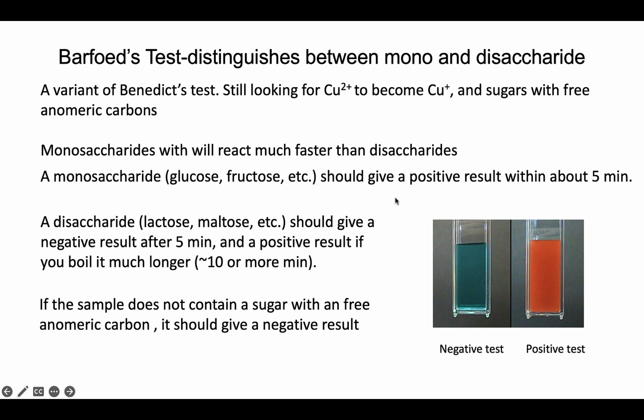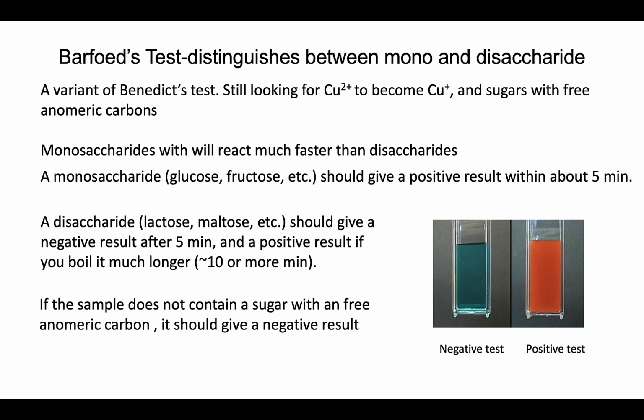Barfoed's test is a very similar type of test, except the difference is that it distinguishes between monosaccharides and disaccharides. It's actually a variant of Benedict's test where we're still looking for copper 2+ to become reduced to copper, which is why a positive test would have a very similar result of a red precipitate. And it's also going to react with free anomeric carbons.